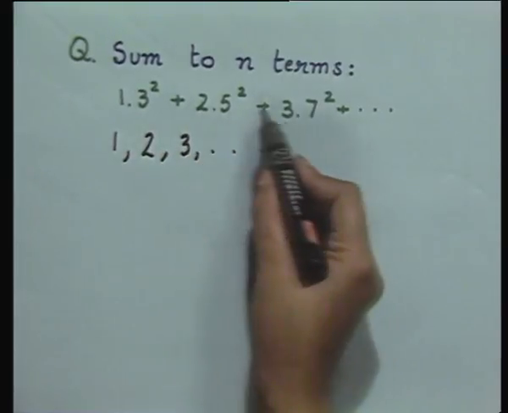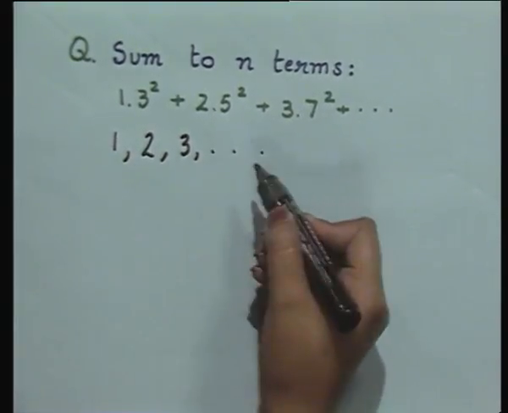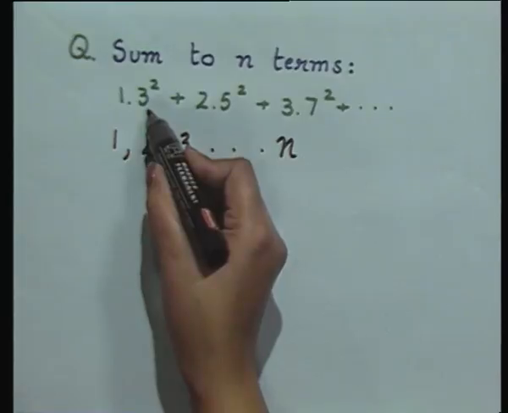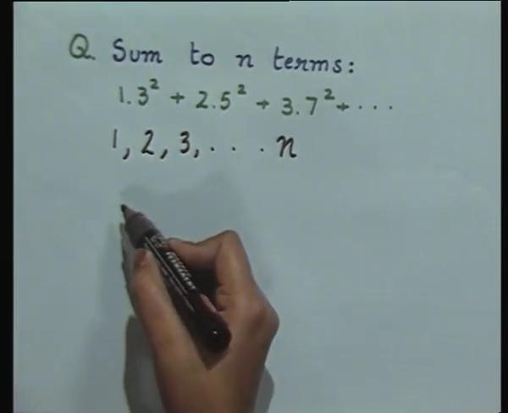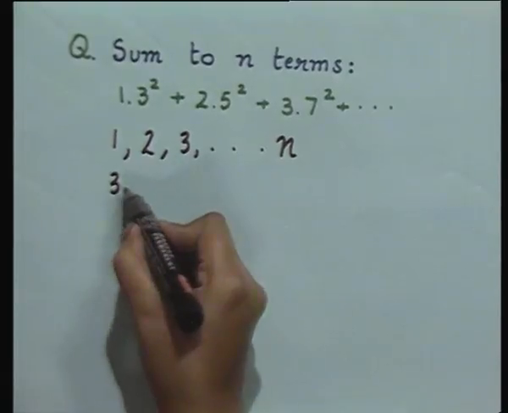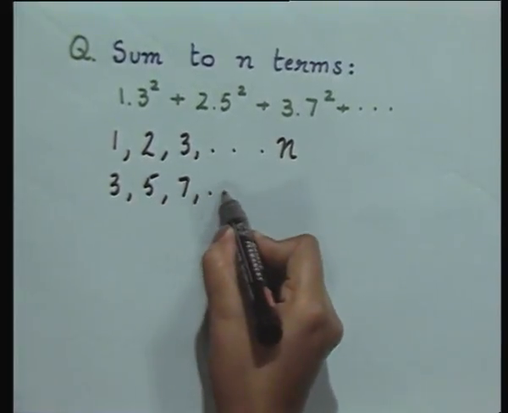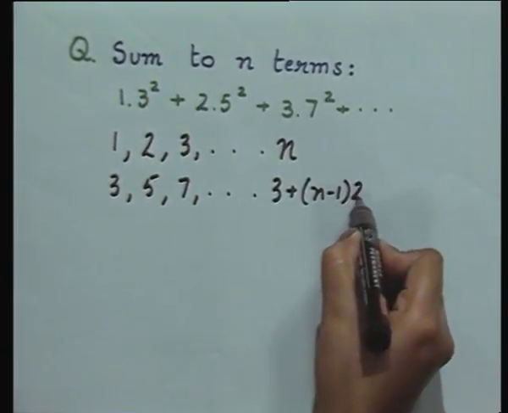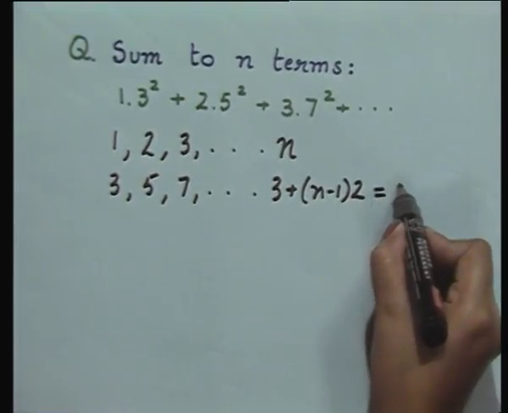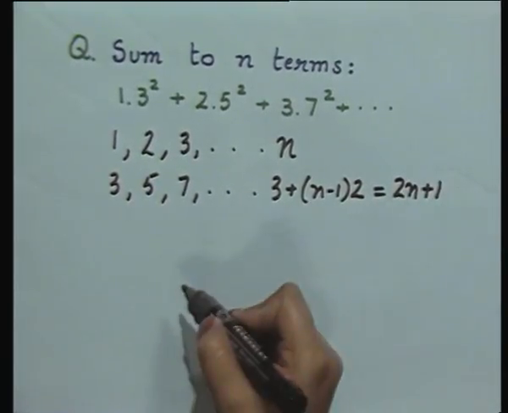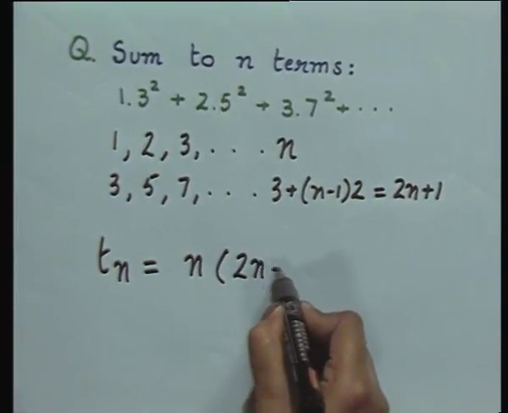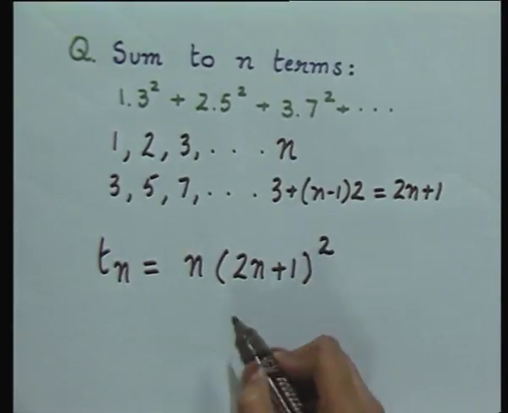What will be the nth term of the first factor series, that is 1, 2, 3? It will remain n only, as simple as that. Whereas for 3 square, 5 square, 7 square, as I have suggested in our previous question, what you have to do is identify the nth term of 3, 5, 7, which is clearly a plus (n minus 1)d, where d is 2 here, which is the same as 2n plus 1. And so the nth term of the given series will be n into 2n plus 1, but with a whole square now on it.